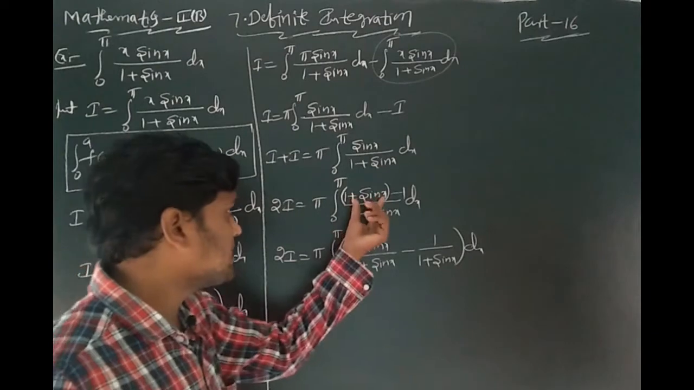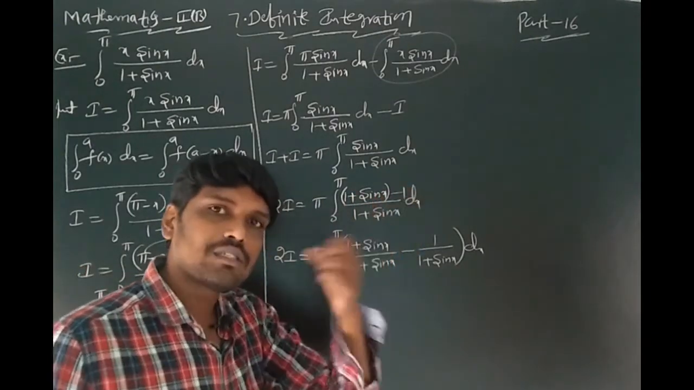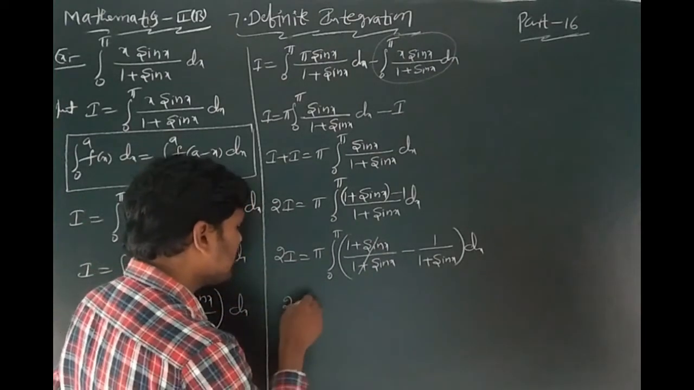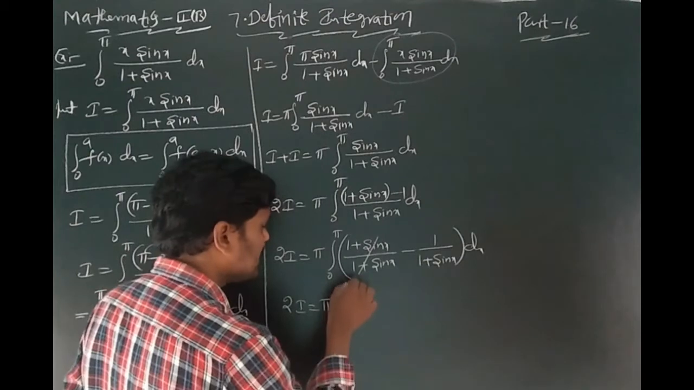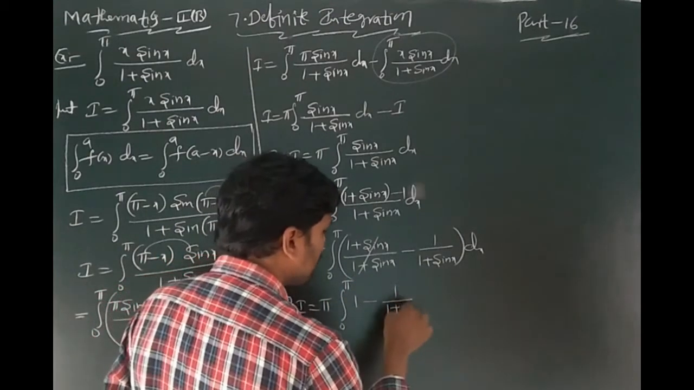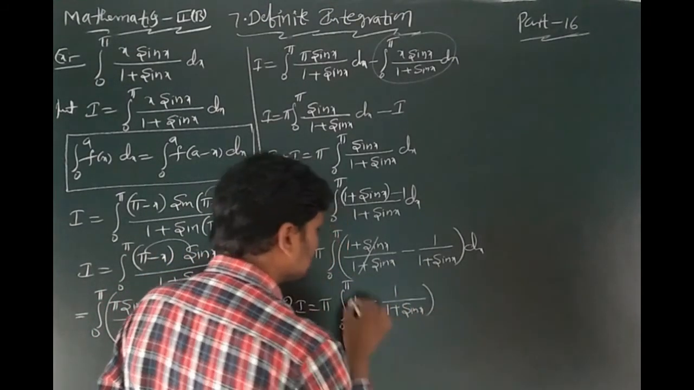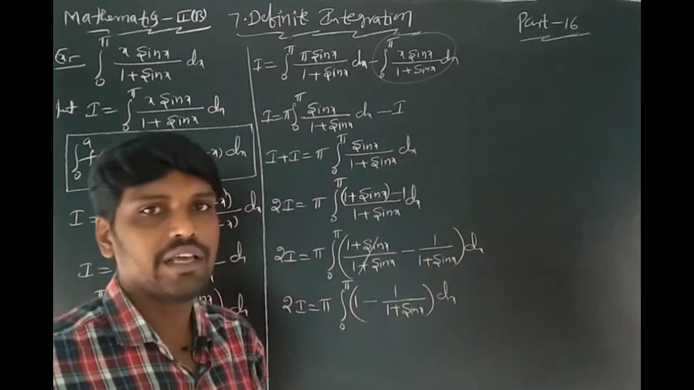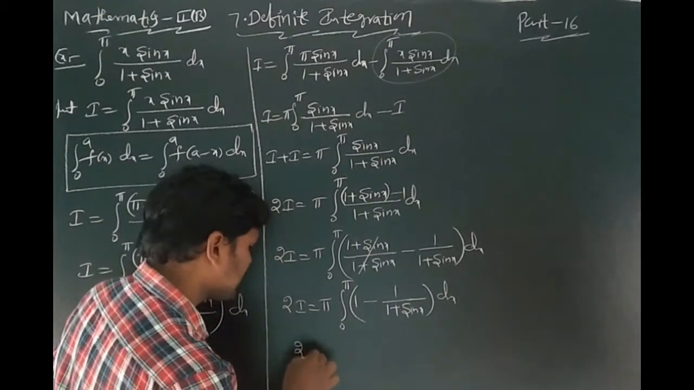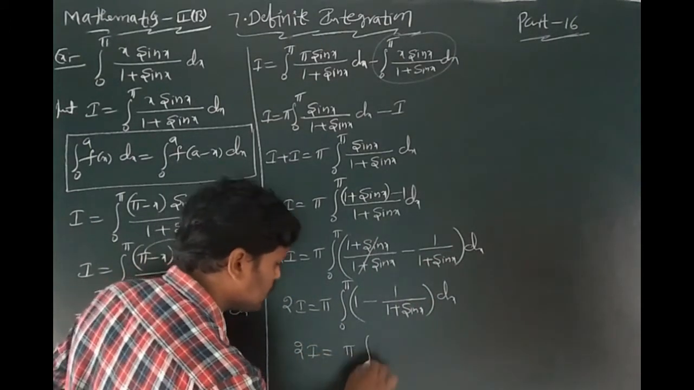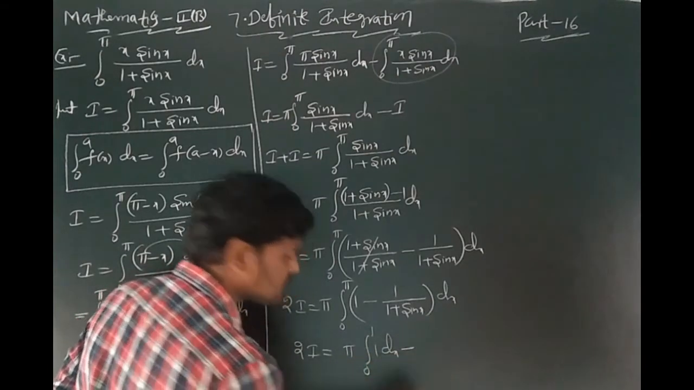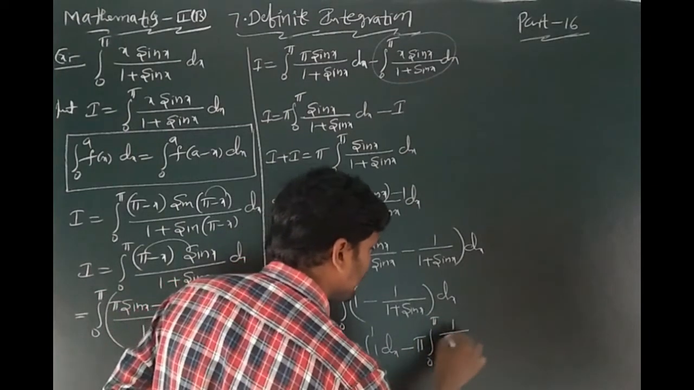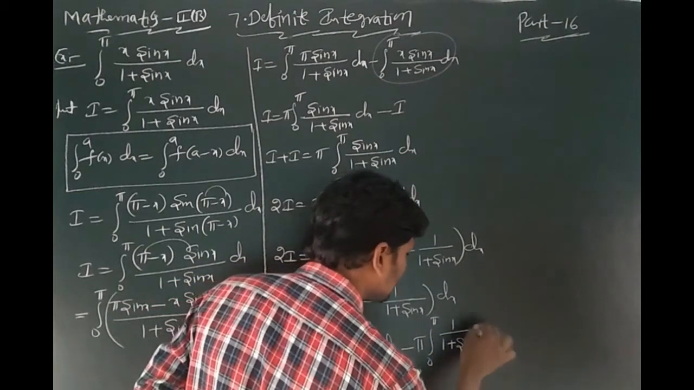This is the first term, you can separate it, and the second term, you can separate it. 1 plus sin x by 1 plus sin x, both cancel, and you get 2I equals pi into integral 0 to pi of (1 minus 1 by 1 plus sin x) dx. This can be written separately as 2I equals pi into integral 0 to pi of 1 dx, minus once again pi into integral 0 to pi of 1 by 1 plus sin x dx.